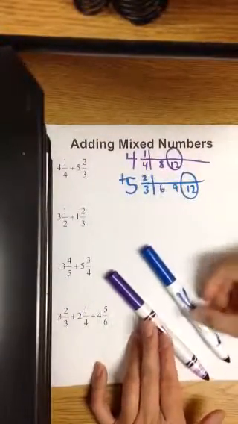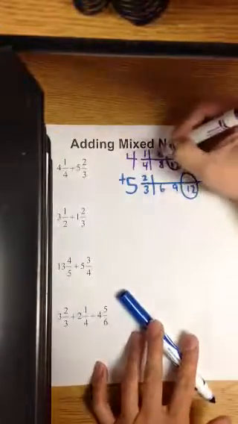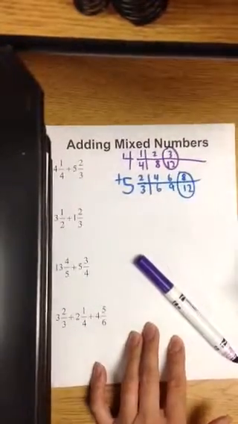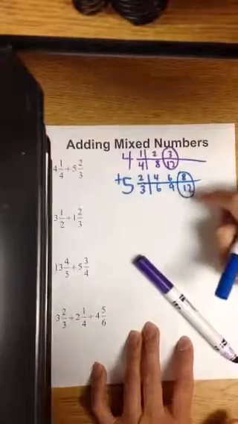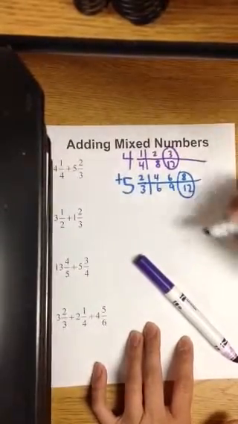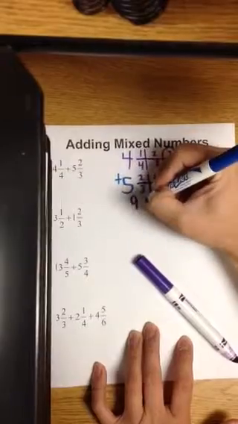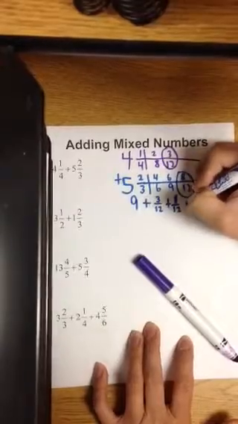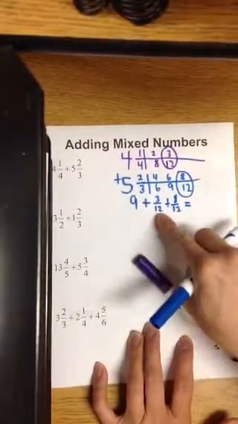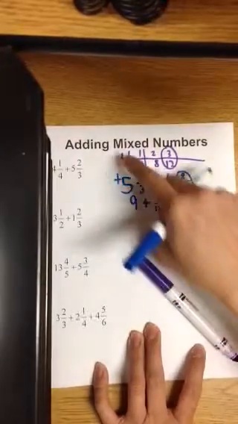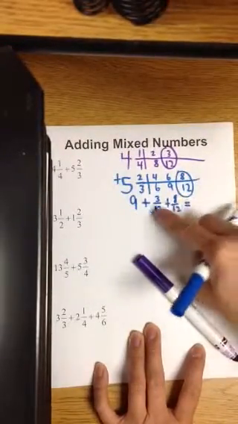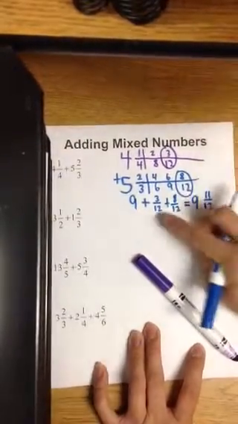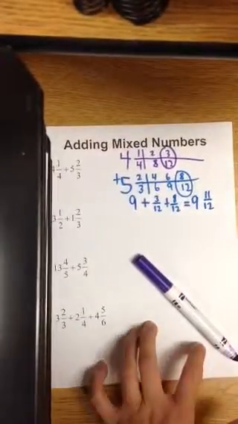So let's rename 1/4. 1/4 can be renamed as 3/12. 2/3 can be renamed as 8/12. So you have 4 plus 5, which is 9, plus 3/12 plus 8/12. They want you to add this whole number to this fraction to this fraction. So 4 plus 5 is 9, and 3/12 plus 8/12 is 11/12, so it's 9 and 11/12. Keep the denominator the same, add the numerator.